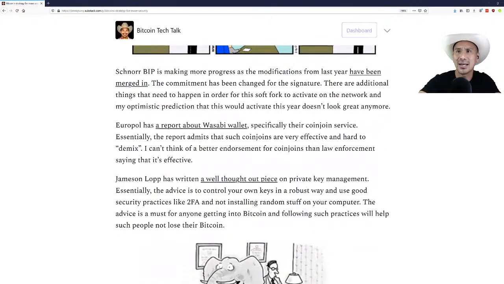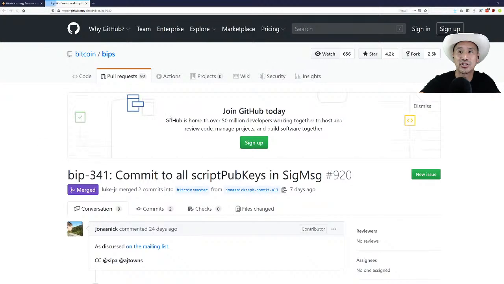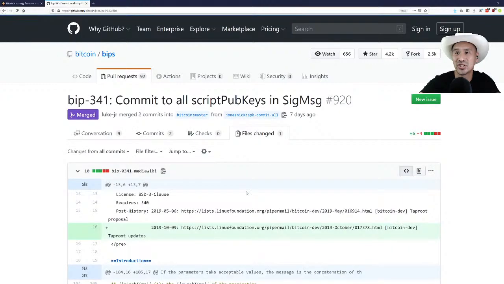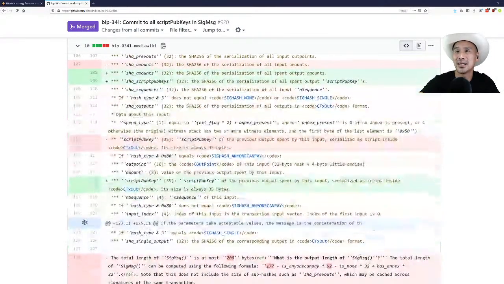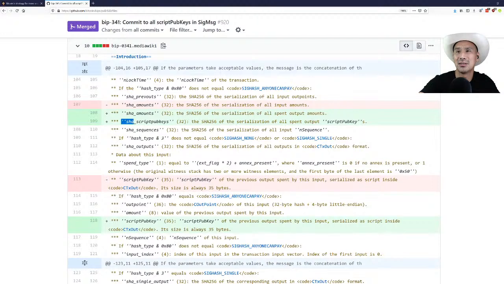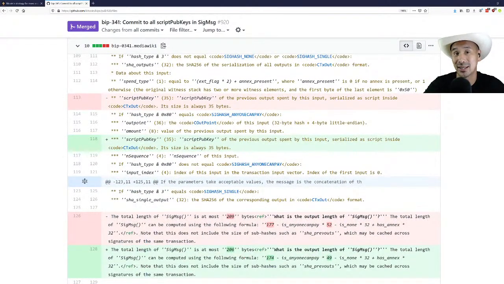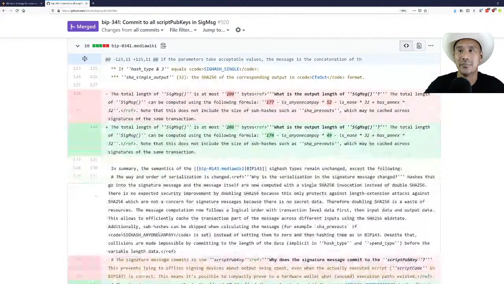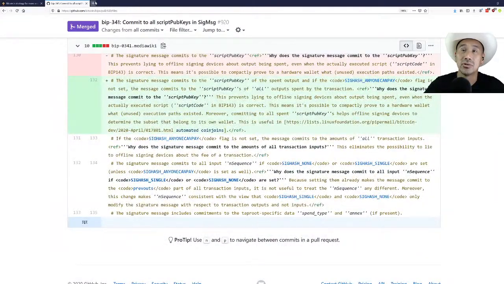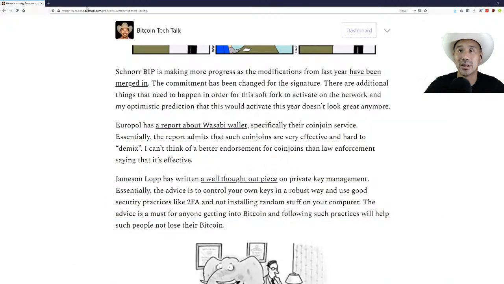All right, NOINPUT has been modified, and that modification has been merged in, so we can see exactly what changed here. But basically, it's committing to all of the script pub keys, and it's not just the one script pub key that's the out point. It's every script pub key, and that way you know what the transaction is doing in its entirety before you sign it. And this is to mitigate against attacks like the one that I just talked about.